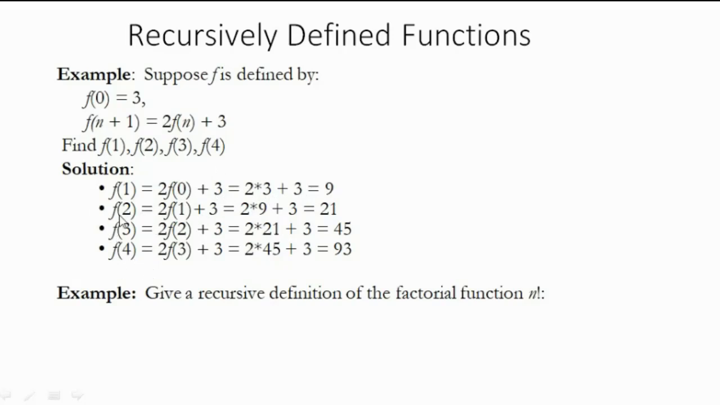Whenever you get f(2), it is 2 into f(1). Already f(1) was computed, so the same result can be substituted there. In the same way, in the f(3) case also, 2 into f(2). f(2) is already computed, so the corresponding value will be substituted there. That is 2 into 21 plus 3. So the advantage of recursion is that you need not recompute again and again. What was already computed in the previous step will be substituted there, and the computation will go on.